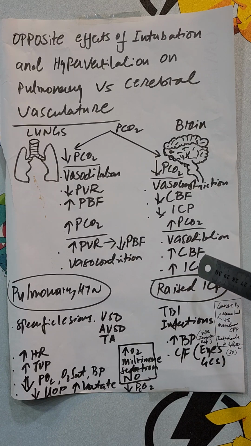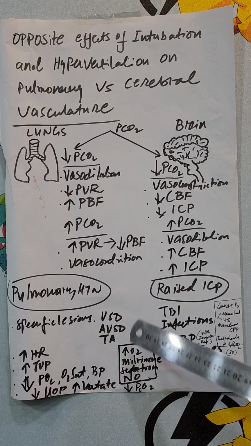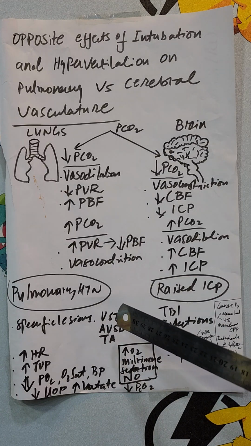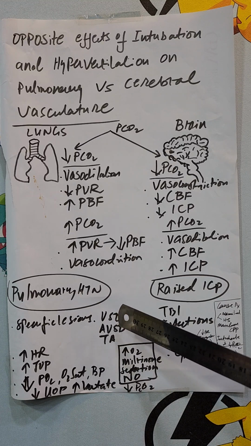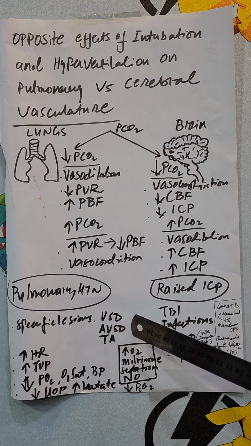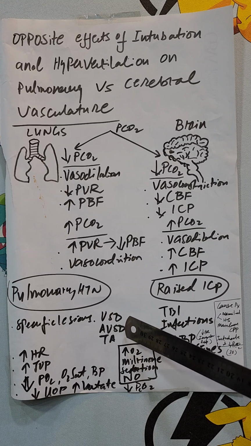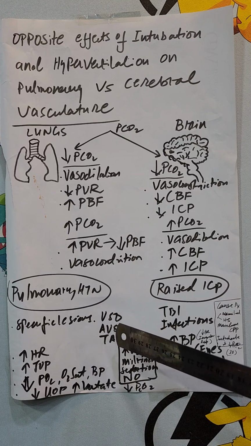Why is it important? Both diseases, pulmonary hypertension and raised ICP, can be treated to some extent, especially in case of emergency, by hyperventilating and dropping CO2 in these patients. Suppose you are in the cardiac ICU and you have a patient with pulmonary hypertension, because you know they have specific lesions like ventricular septal defect, AV canal or truncus arteriosus. These are the lesions at high risk of having pulmonary hypertension post-op.